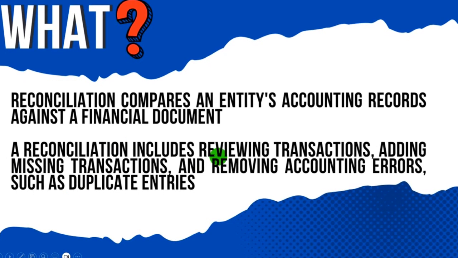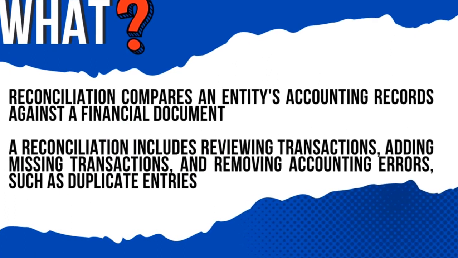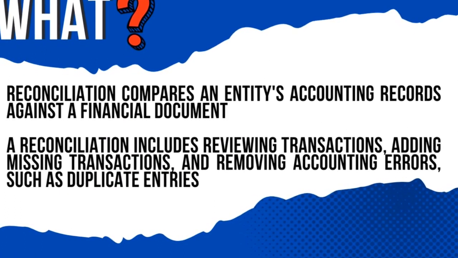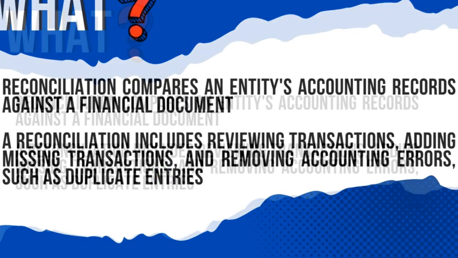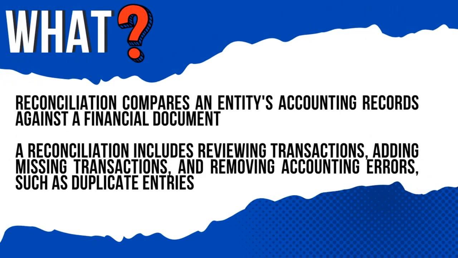A reconciliation includes reviewing transactions, adding missing transactions, and removing accounting errors, such as duplicate entries. And this is generally what happens when we reconcile an account or reconcile the accounts, is from the financial document, which is usually a statement, we can see that the accounting records have errors. There's something wrong. There's duplicate entries. There's entries that should be there that aren't. So the transactions that are missing. And that's the whole point of the reconciliation, is to match the accounting records against an official document.